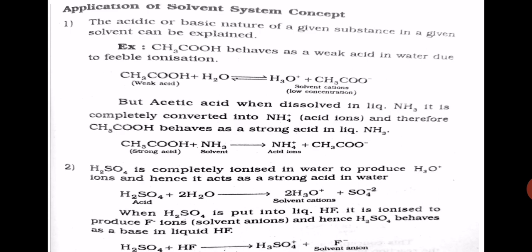Again, when sulfuric acid is put into liquid HF, hydrogen fluoride, it is ionized to produce fluoride ions, F- ions, that is solvent anions, and hence H2SO4 behaves as a base in liquid HF. You see here, sulfuric acid is a base, plus HF, hydrogen fluoride, gives us H3SO4+ plus the solvent ion, that is F-.